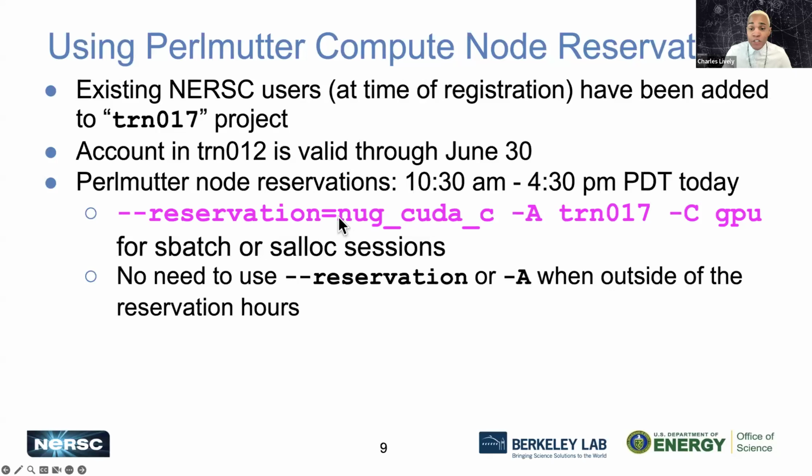And so our reservation just for during this training time is nug_cuda_c. You'll use account TRN017 for any job submissions that you use. Now, remember the reservation is only during this time frame. After that, you can remove the reservation flag and just use the training account allocation.